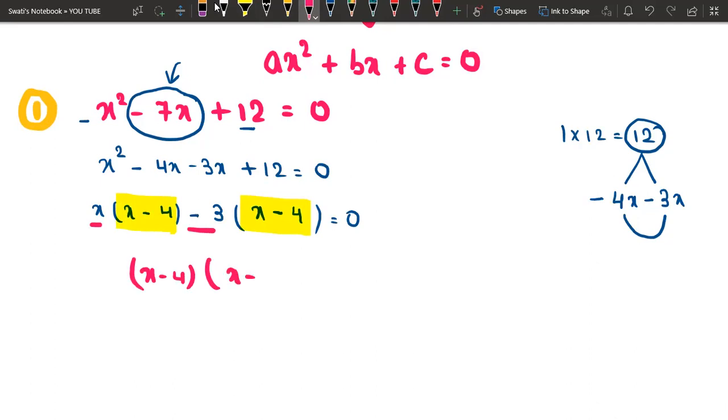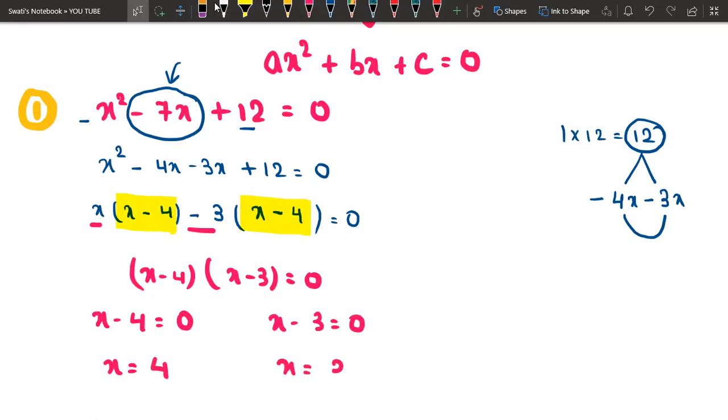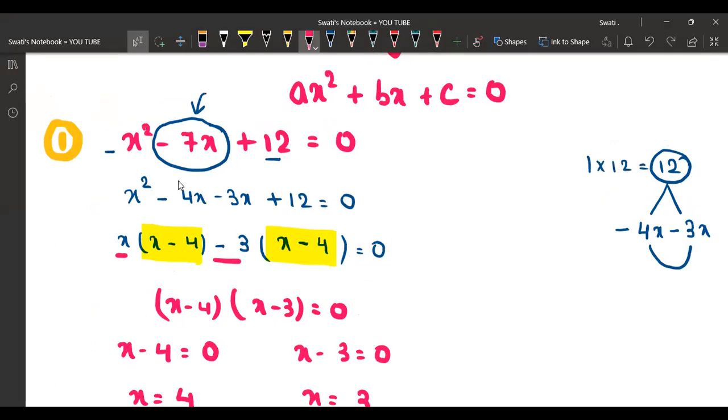So x minus 3 equals 0. Now we know that if the product of two terms equals 0, then we have either the first term 0 or the second term 0. So x minus 4 equals 0, x minus 3 equals 0. And from here we can say that x is equal to 0 plus 4, that is 4. And x minus 3 equals 0 means x is equal to 0 plus 3, that is 3. So this is the answer of the first quadratic equation. Now let's move to the second question.